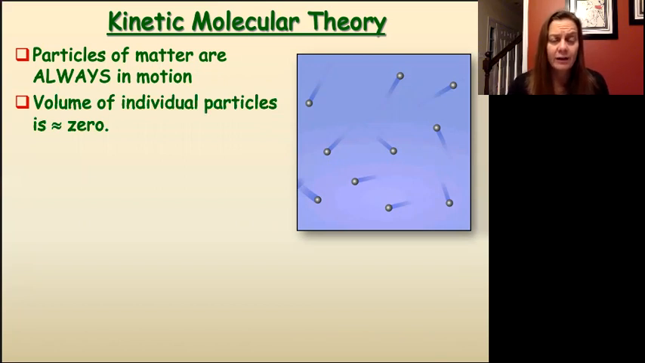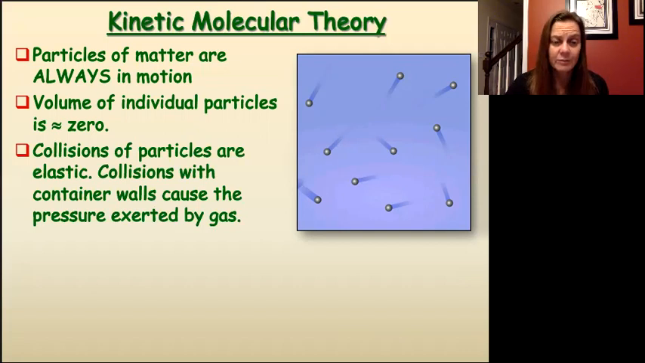The next assumption of kinetic molecular theory is that the volume of the individual particles is approximately 0. This does not mean that the volume of a gas is zero. What this is saying is that because gases have such low density, there's much more space in between the particles than there are particles. And so relative to the volume that they occupy, the volume of the individual particles is so tiny that we can assume that it's approximately zero.